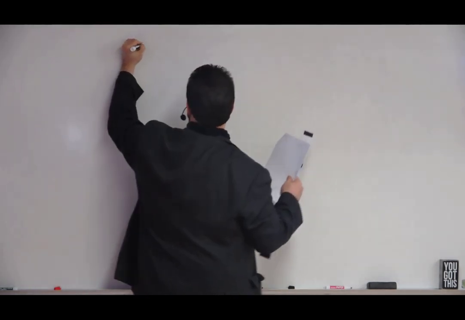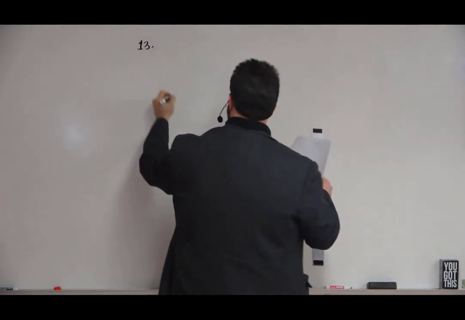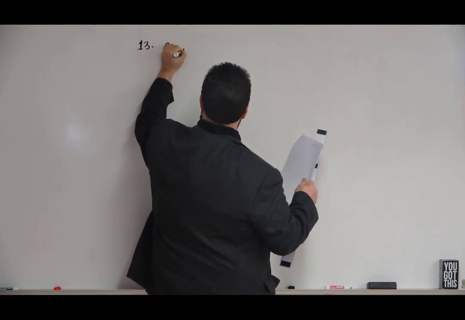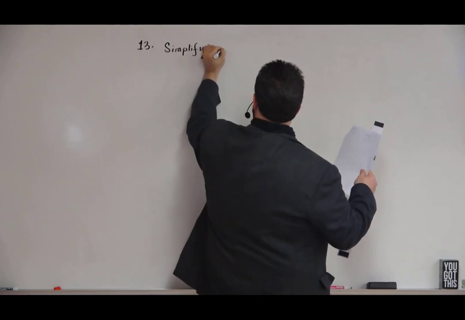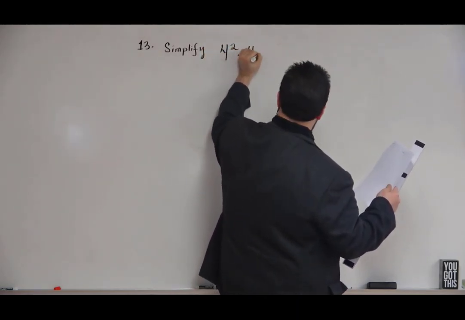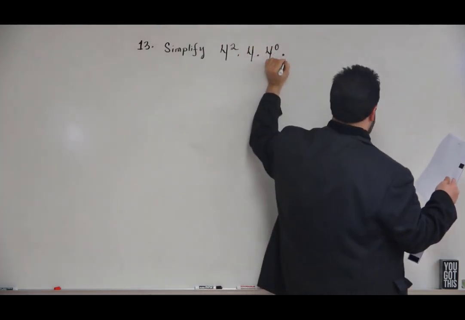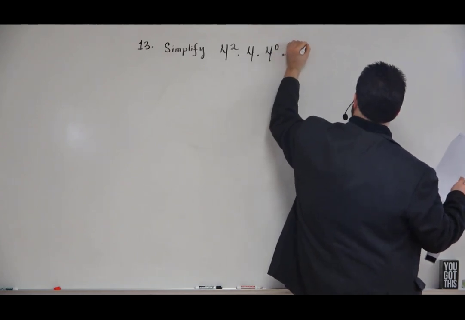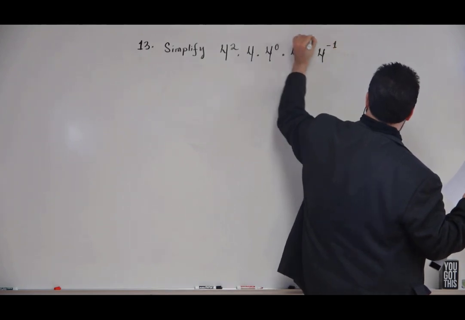Number 13 is here, and here he is, number 13. We have another question about simplifying. Simplify 4 squared times 4 times 4 to the power of 0 times 4 to the power of -2 times 4 to the power of -1.